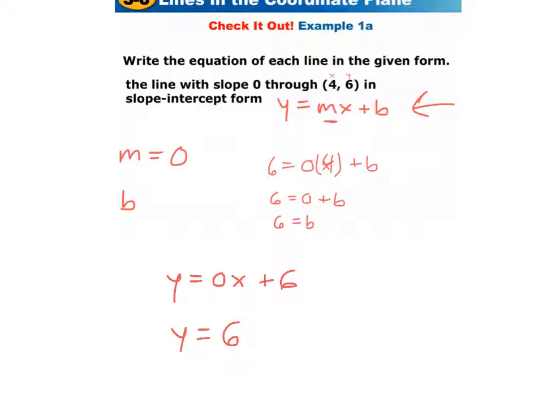Does everyone see how we found b? We just took the x and y that was given and plugged it into this equation to find b.